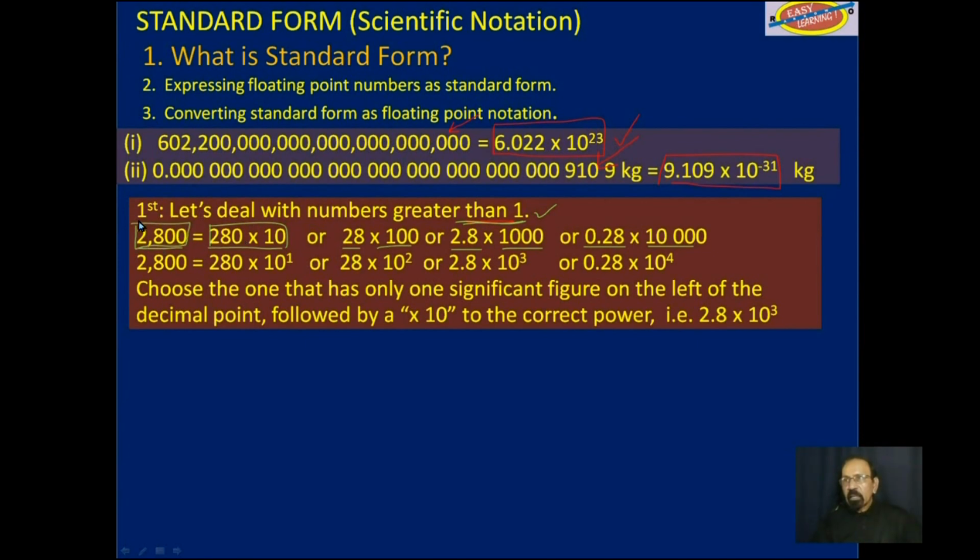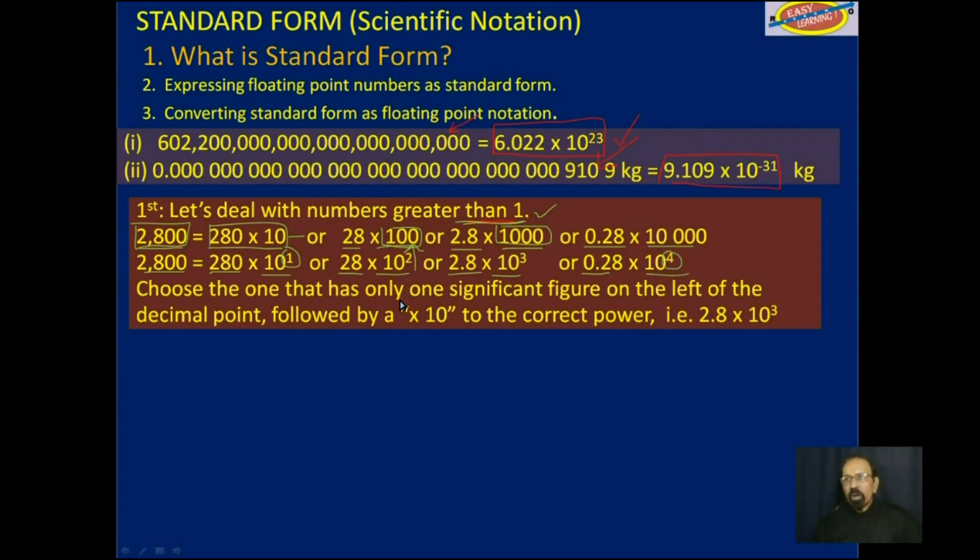But then this 10, this 100 here, this 1,000 here can be compressed. So we can rewrite that as 280 times 10 to the first power, or 28 times 10 to the second power, or 2.8 times 10 to the third power, or 0.28 times 10 to the fourth power.